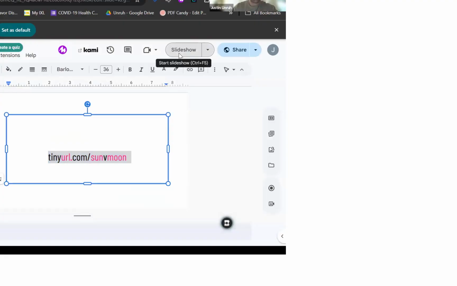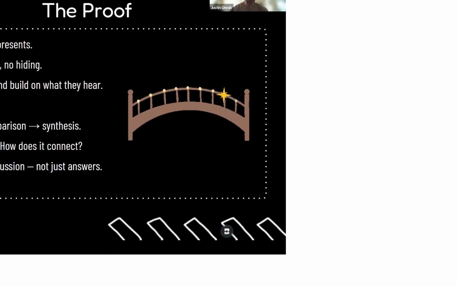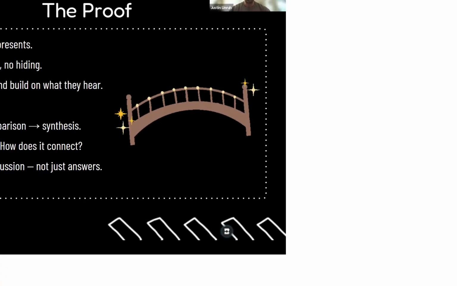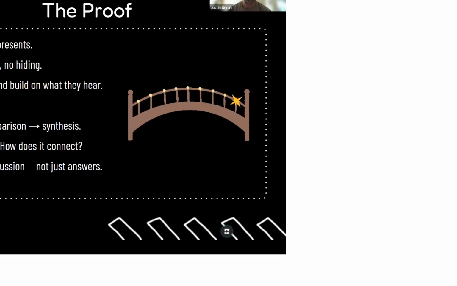Okay, let's wrap it up. So the proof: you get 100% participation with this. There's nowhere to hide. You've got one kid making one slide, one kid making the other slide, and then they have to come up with a synthesis slide in the middle. So there are no passengers, no hiding. I should say 3 minutes, I've got to correct that. But students show what they know and build on what they hear.